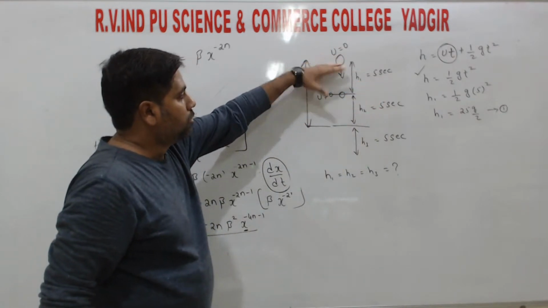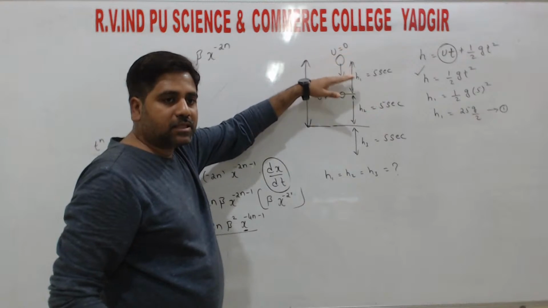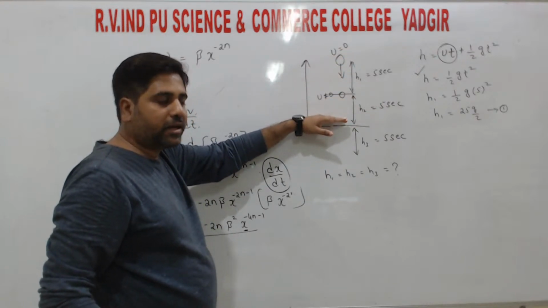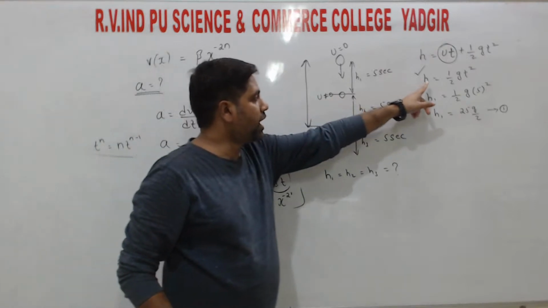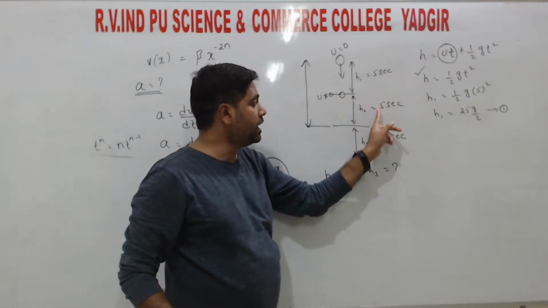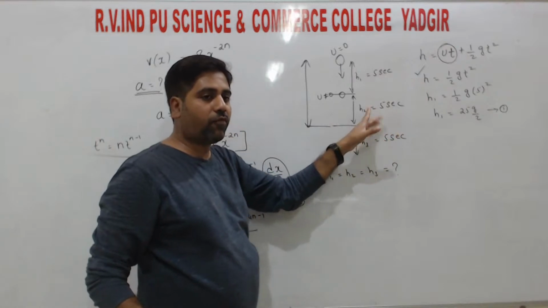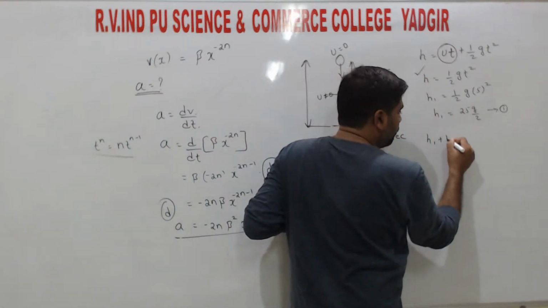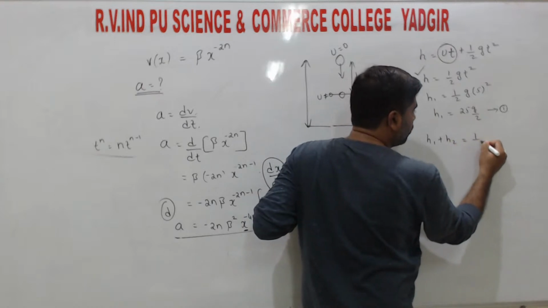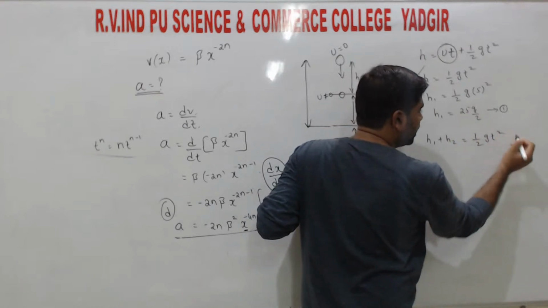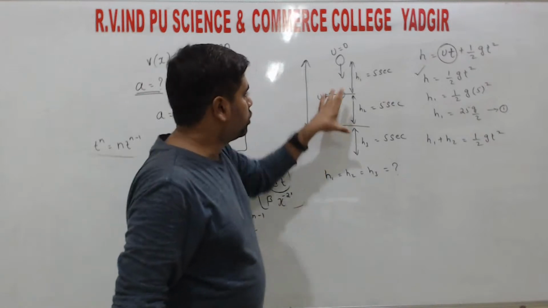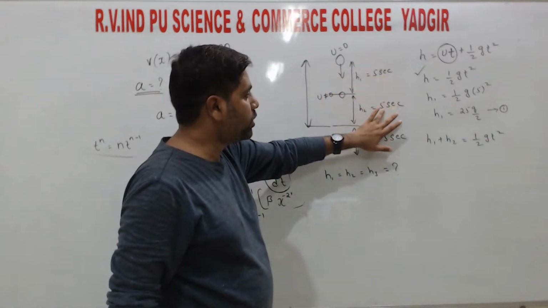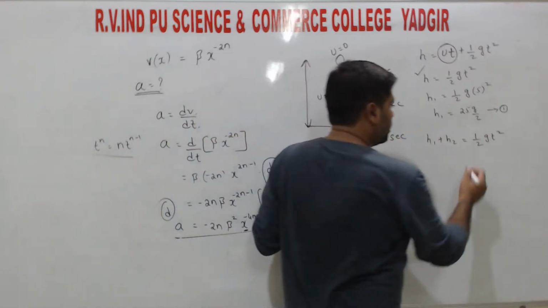Initially u is 0, but as it moves vertically downward it gains some velocity, right? So in that case we can't directly use this relation in the second case. For that reason we can take the total h1 plus h2, that is equal to half g t square. So the total distance and total time: total time is 5 plus 5, that is 10, right?